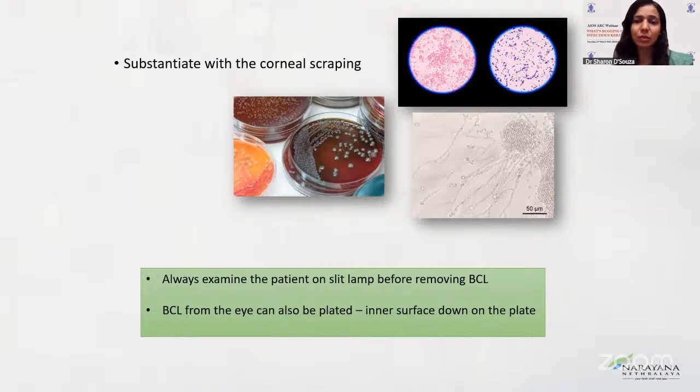So one dictum that we do follow is that before removing the bandage contact lens, and we do use a BCL in our practice, on the day when the patient is coming back for follow-up, we do examine the patient on slit lamp, make sure everything looks fine, the epithelium is healed nicely, and then remove. So that is a twofold advantage, because one is, of course, you can see if there is a problem there. And secondly, if the BCL needs to be plated, then it can be directly taken from the eye and plated onto your culture plate with the inner surface down on the plate, which is the part which was touching the cornea. The scraping follows the same rules.